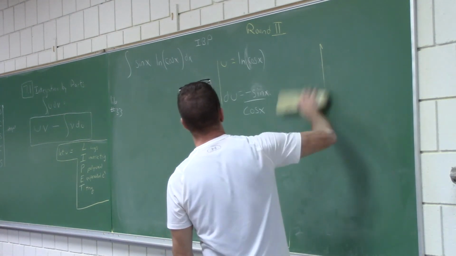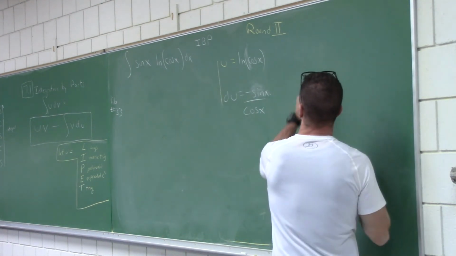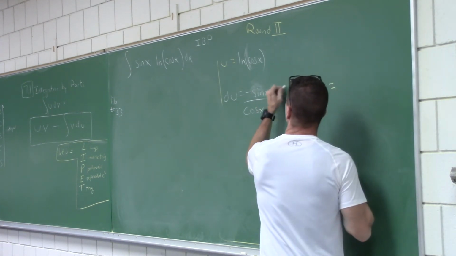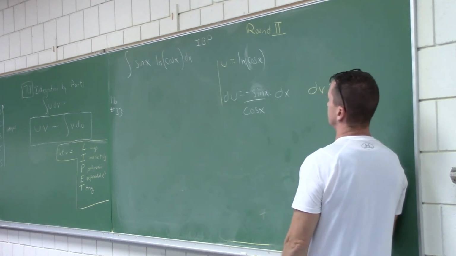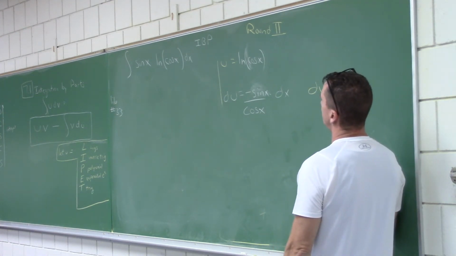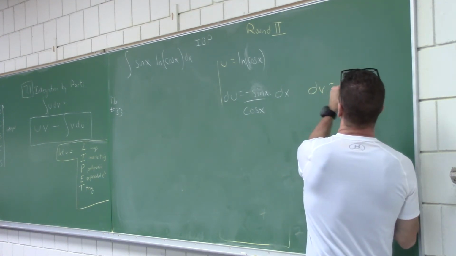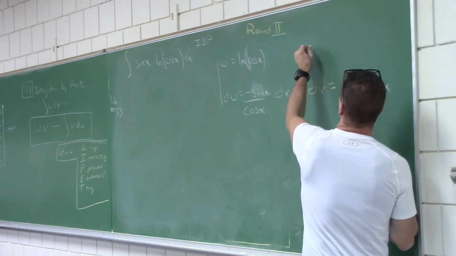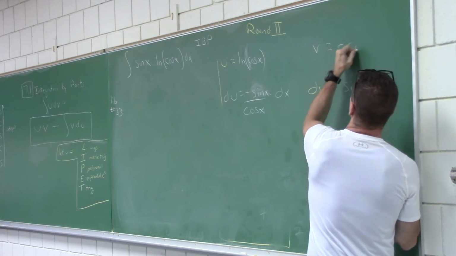Very good. Now I'll just move this dv over here. dv will equal the other part, and we get sine of x as the derivative. What's the v? Integral of sine of x is negative cosine of x.